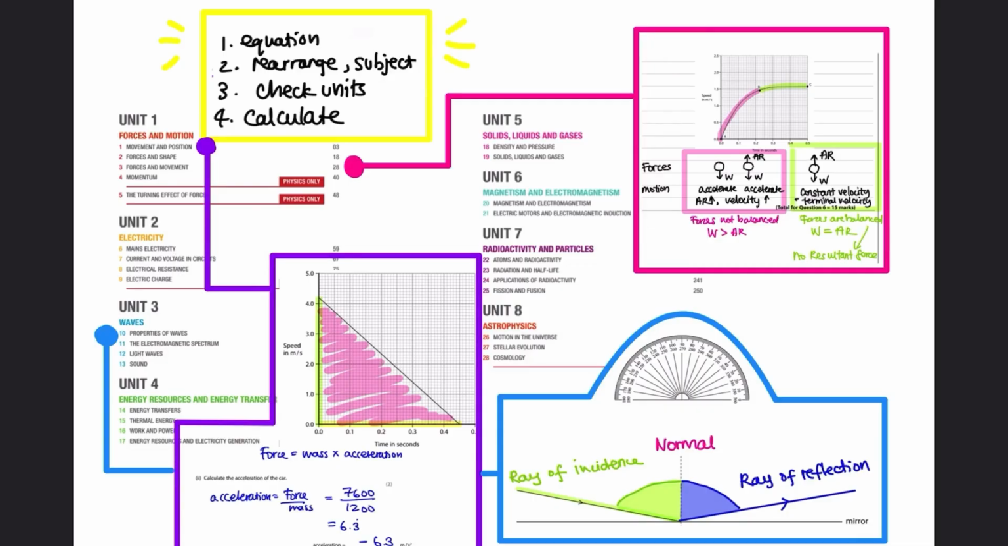Lastly, the pink box, this is on terminal velocity. These are usually 4 marks on the exam, so make sure you mention the forces acting on the object. Downward force is weight, upward force is air resistance or drag. You talk about the motion. Is it accelerating or has it reached terminal velocity, in which case it's traveling at constant speed? And I also talk about whether the forces are balanced or not. When they're not balanced, it's accelerating. When they're balanced, it's traveling at constant speed.